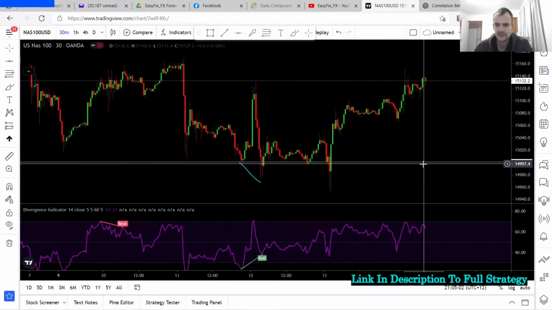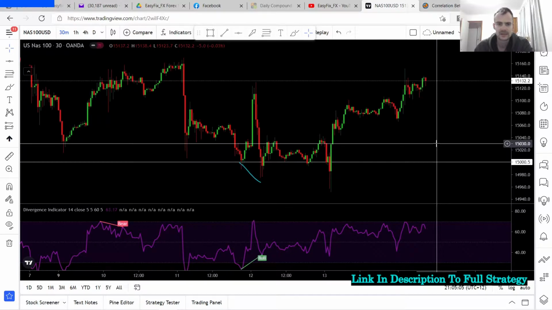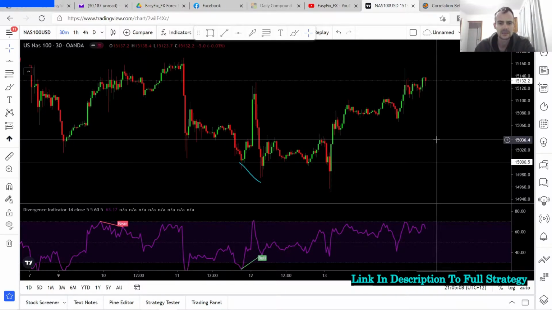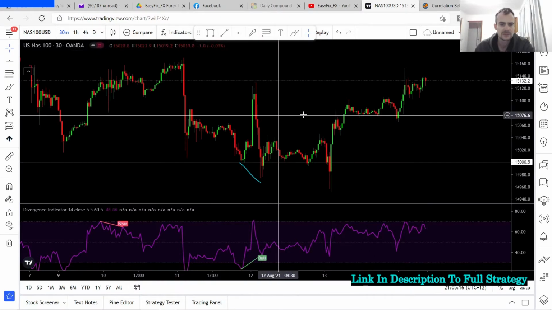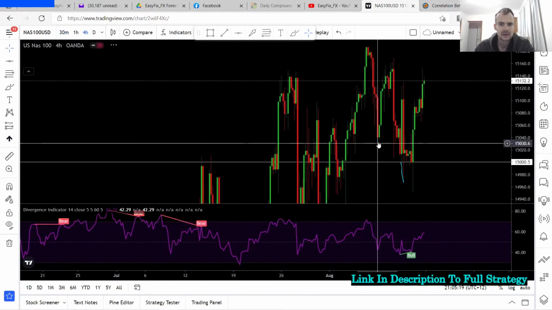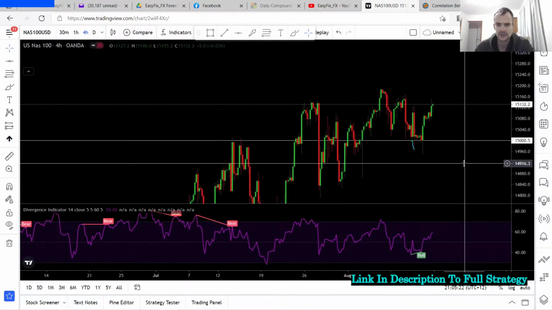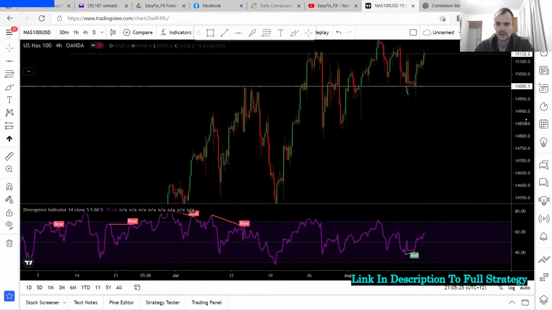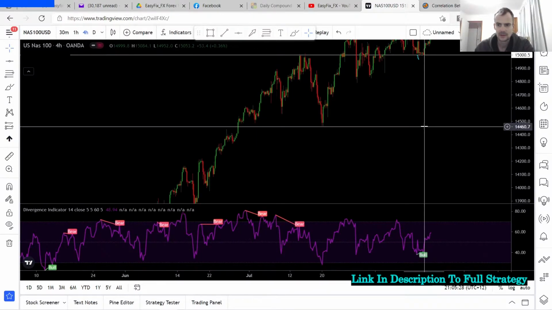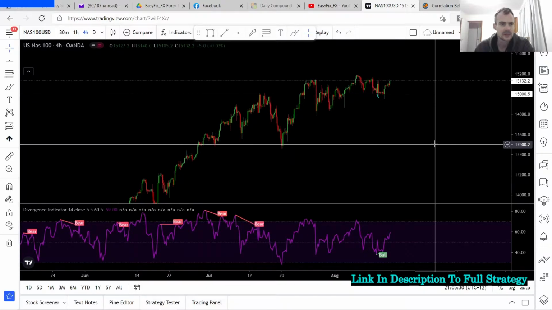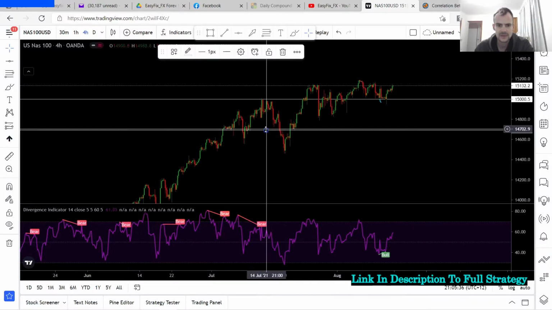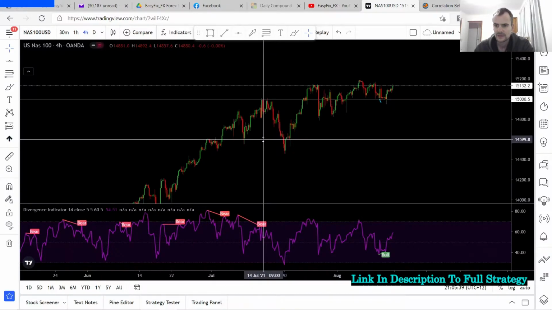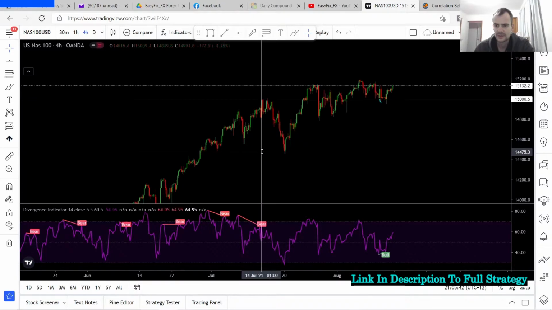As I marked off this 15,000 level, the NASDAQ basically moves in segments of every 500 pips. I just want to show you guys what the NASDAQ does, and it's the same for the S&P 500. It basically moves in segments of 500 pips. It does break and retests.